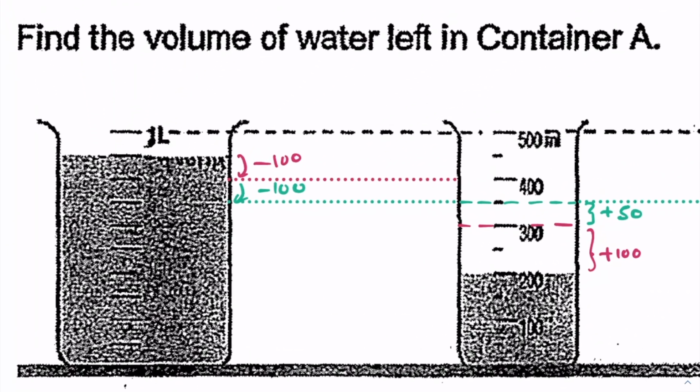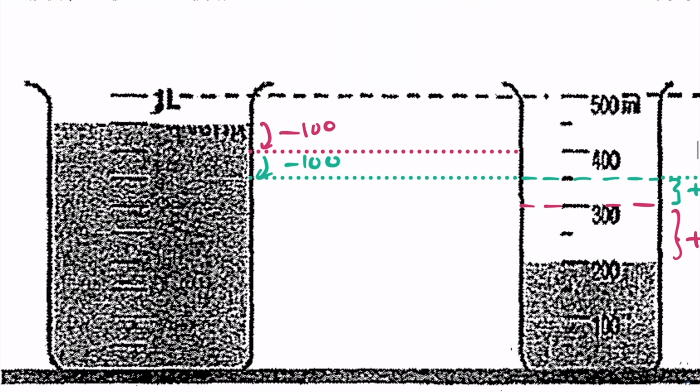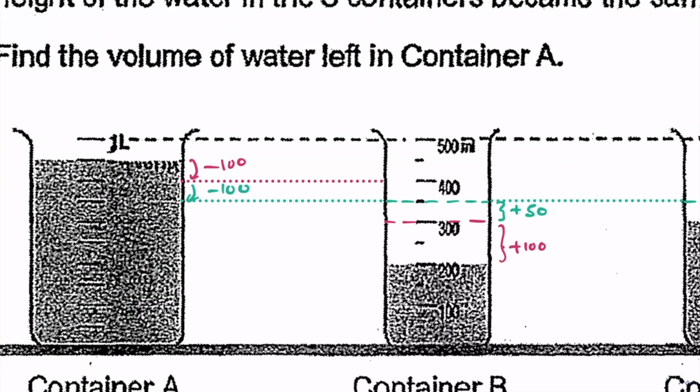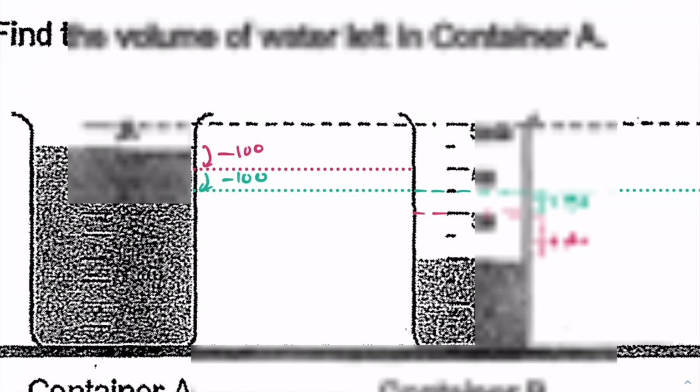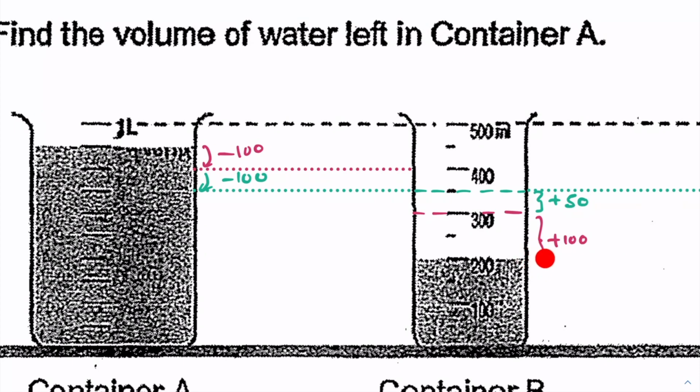Yeah. So if I decrease 100 ml here, we're going to go 1 step down. Now let's say we gave this 100 ml to container B, right? Let's add this to container B. Remember, 2 steps here represent 100 ml. So it's going to go up to this level here, 300.